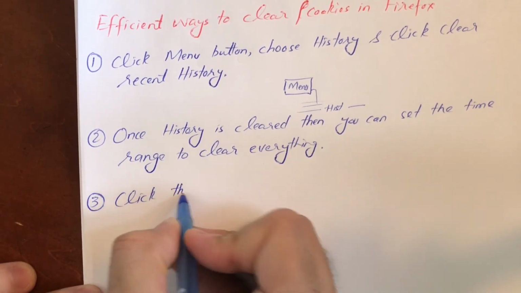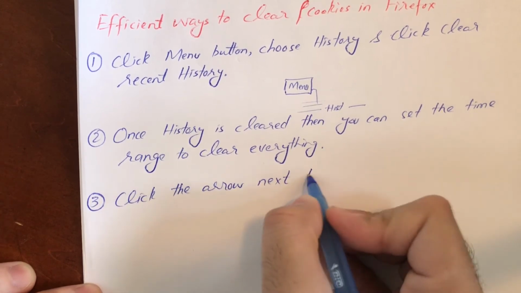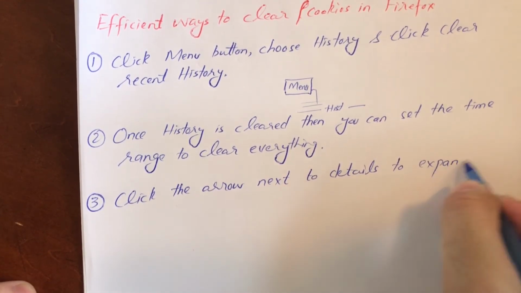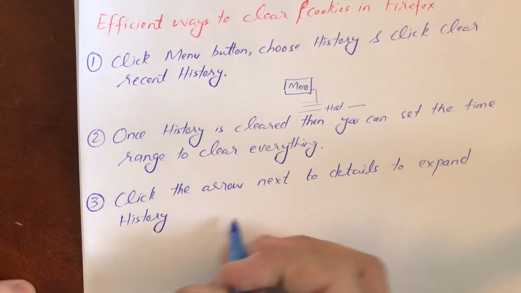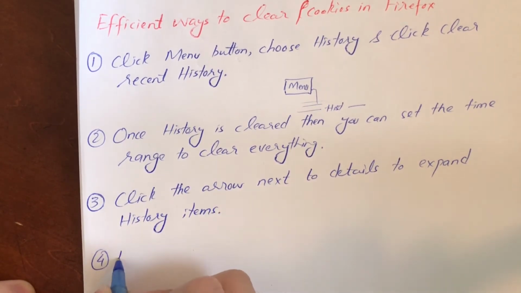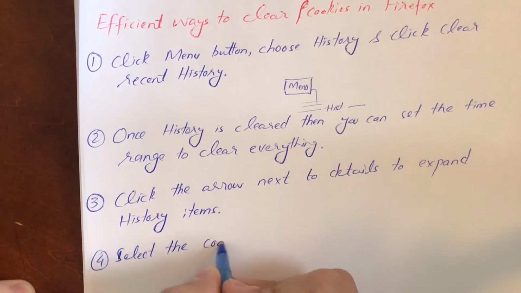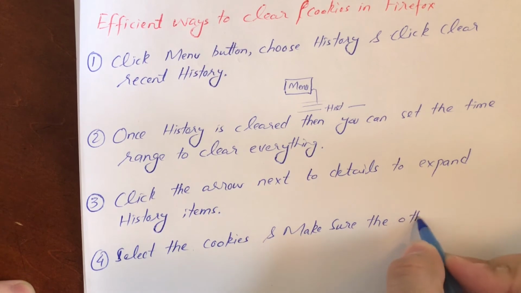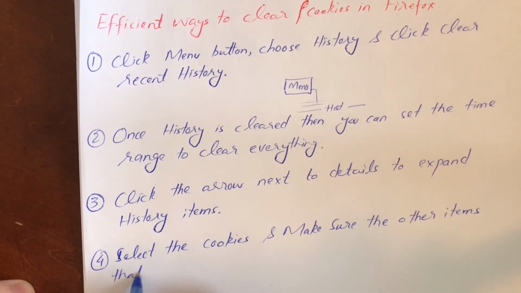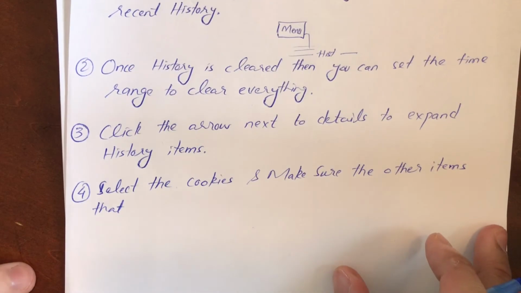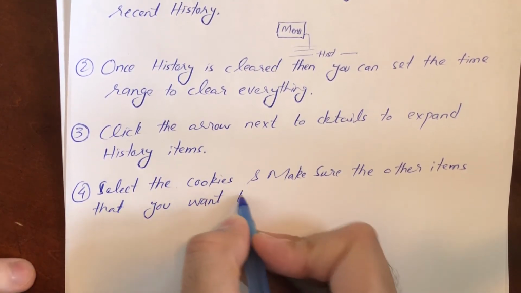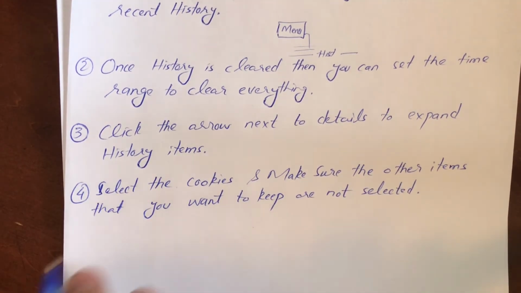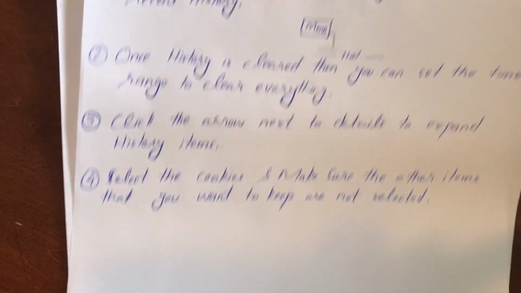Next, click the arrow next to the Details button to expand history items. Then fourth, make sure you select the cookies and make sure the other items that you want to keep are not selected. So please remember these four steps. These are very important steps from an exam point of view. You need to know all these four steps.